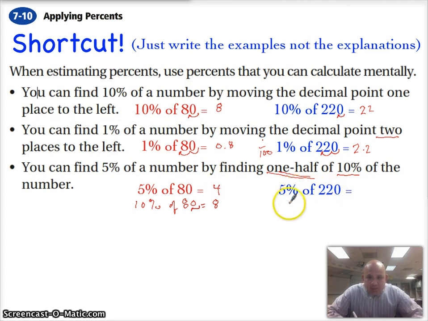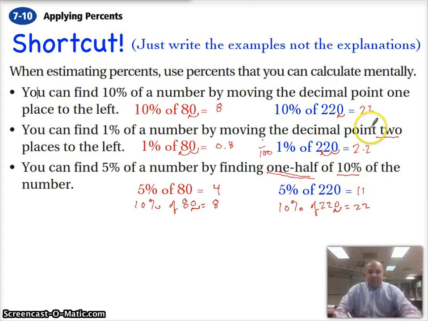Same thing here. 5% of 220 is actually, I'm going to take 10% of it, of 220 first. Again, I just move it over one place value up here. It ends up being 22. Since 5% is half of 10%, I'm going to take half of 22, which is 11. All right, those are the 6 problems that I need to see in your notes.